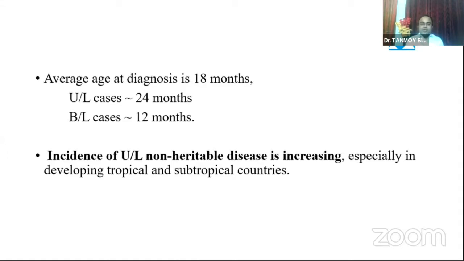The incidence of unilateral non-heritable disease is increasing, especially in developing tropical and subtropical countries. There are various theories as to why it is happening. Some authors state that it could be due to viral etiology. Some state that it could be due to dietary influences in pregnancy, but it could also be due to better diagnostic and screening procedures.